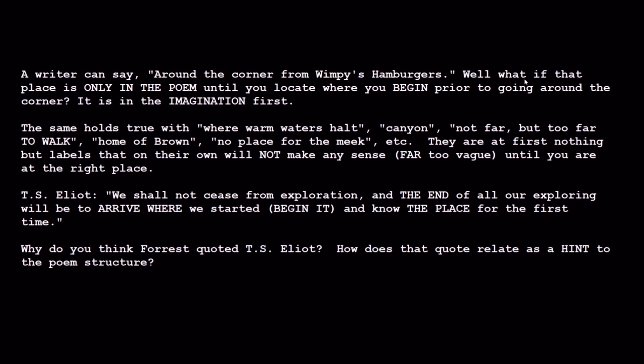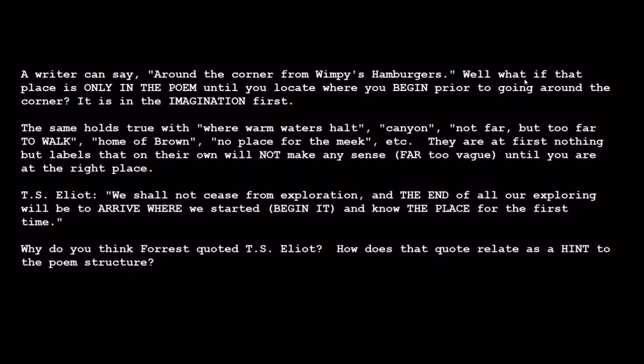They are at first nothing but labels on their own, and they're meant to lead you through the story. If they didn't mention Wimpy's Hamburgers in the story, they wouldn't be able to refer back to it later. You wouldn't understand what they're talking about, right? So they're going to let you know these things ahead of time. And in your imagination, you're going to start to draw a picture of a block with a hamburger joint on it, and right around the corner is where you're standing. But that's not going to make sense yet.